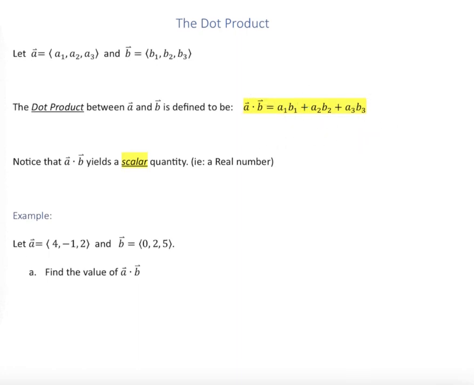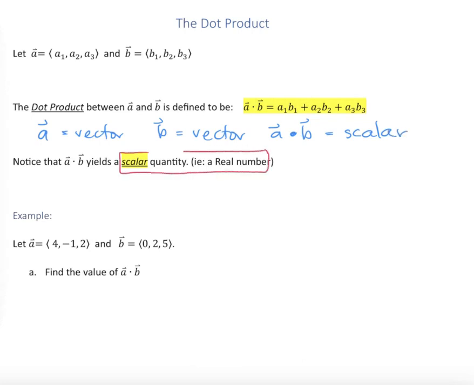Now, when I'm dotting two vectors together, notice that A, of course, is a vector quantity, and B is a vector quantity. But when I calculate the dot product, A dot B, that result is going to be a scalar quantity. And again, a scalar quantity is basically any real number. A scalar is just the counterpart of a vector. Vectors are vectors, and anything that's not a vector is a scalar. It's basically just a number.